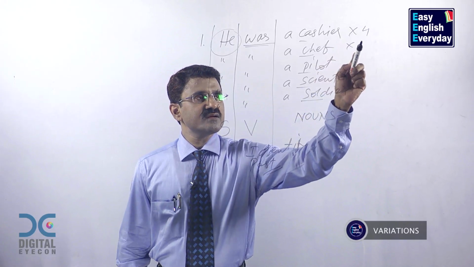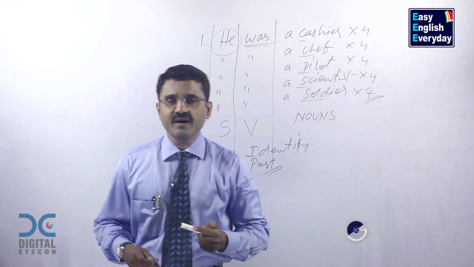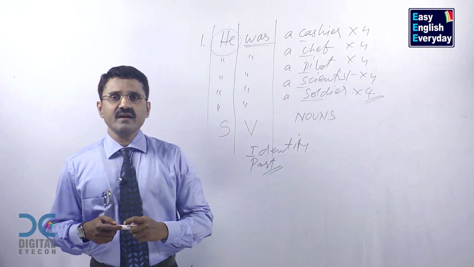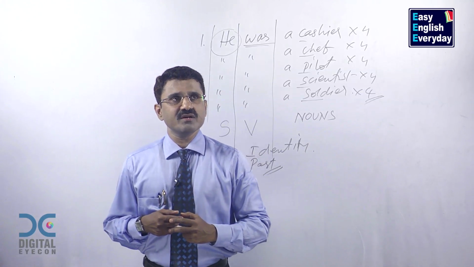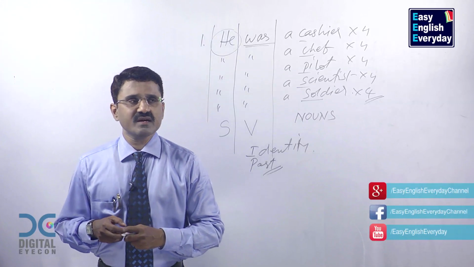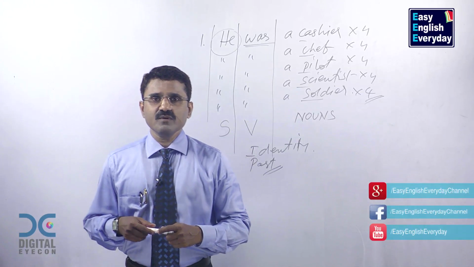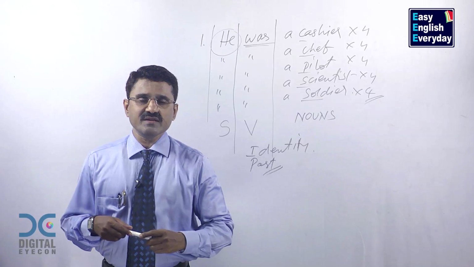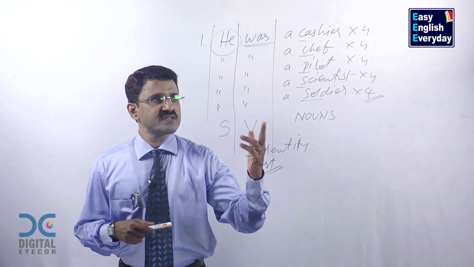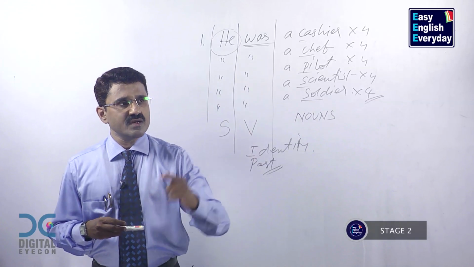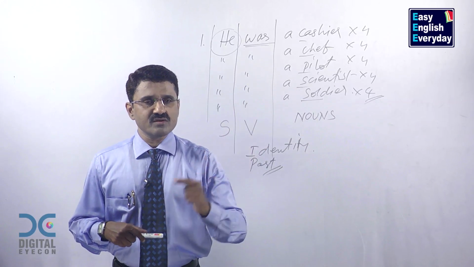Now make each sentence into 4 forms so that you get command of positive and negative forms, and positive and negative question forms. He was a cashier, he was not a cashier. Was he a cashier? Wasn't he a cashier? He was a chef, he was not a chef. Was he a chef? Wasn't he a chef? He was a pilot, he was not a pilot. Was he a pilot? Wasn't he a pilot? He was a scientist, he was not a scientist. Was he a scientist? Wasn't he a scientist? He was a soldier, he was not a soldier.